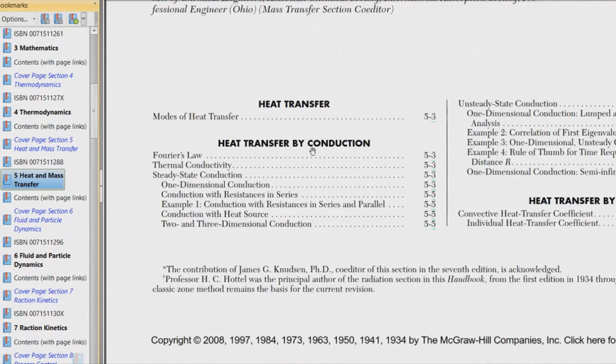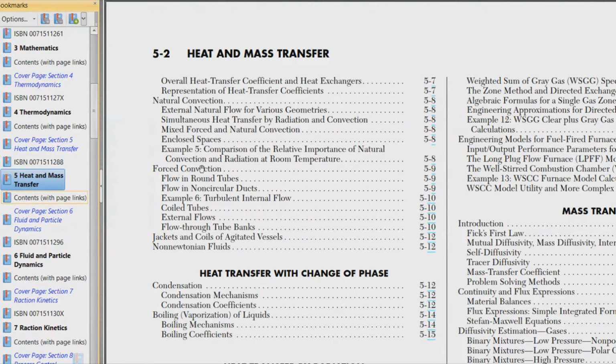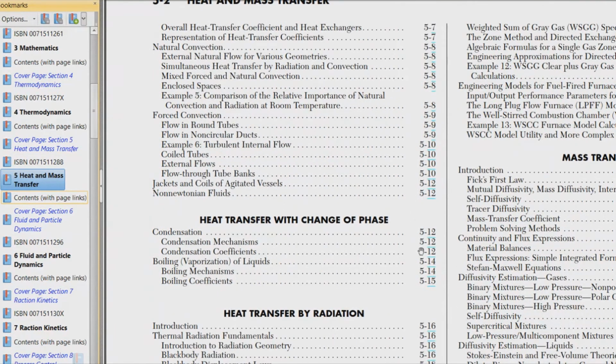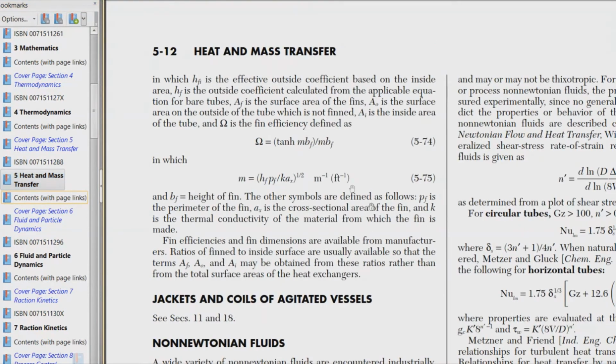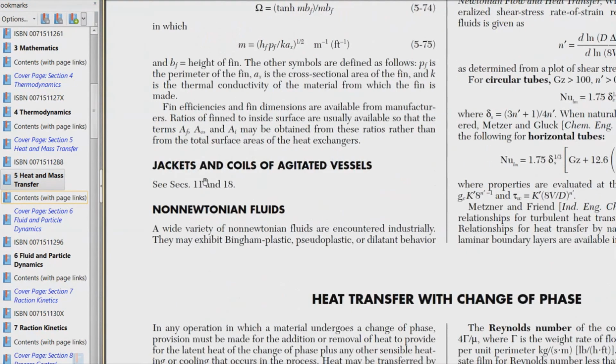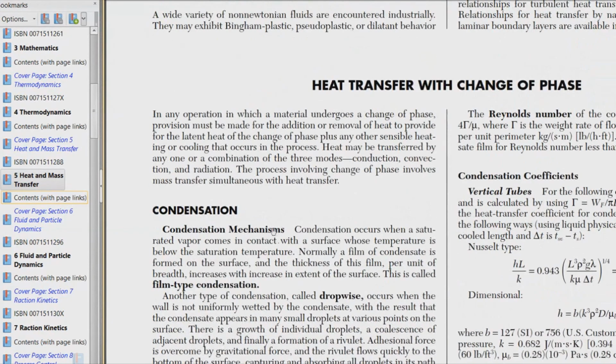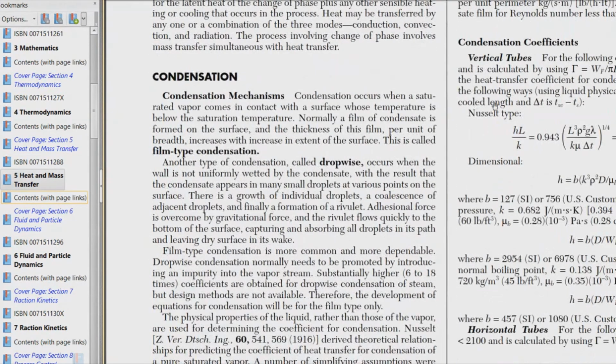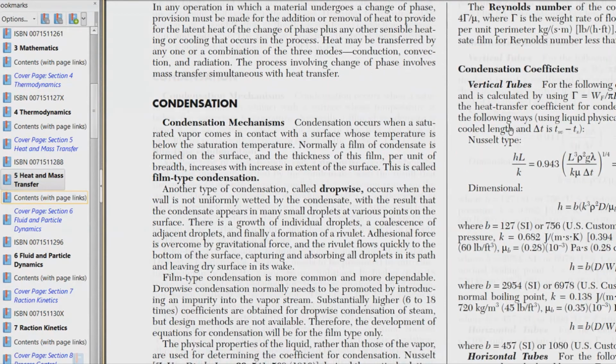And if you hover around, you'll get to convection and then forced convection, and we're done with that. As you can see, natural convection is only restricted to external flow and enclosed spaces. But if you scroll down, you'll see heat transfer with change of phase. That's what we're talking about here. You can see the start of the discussion is condensation, and then it discusses the condensation coefficients.